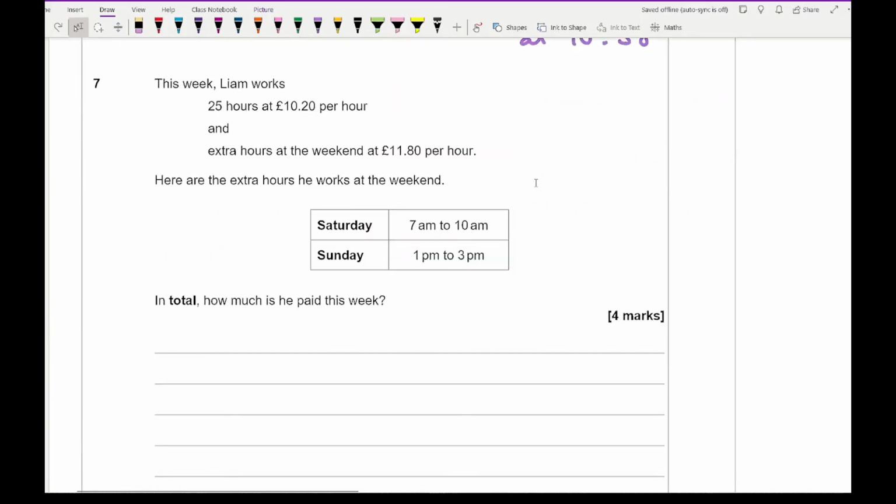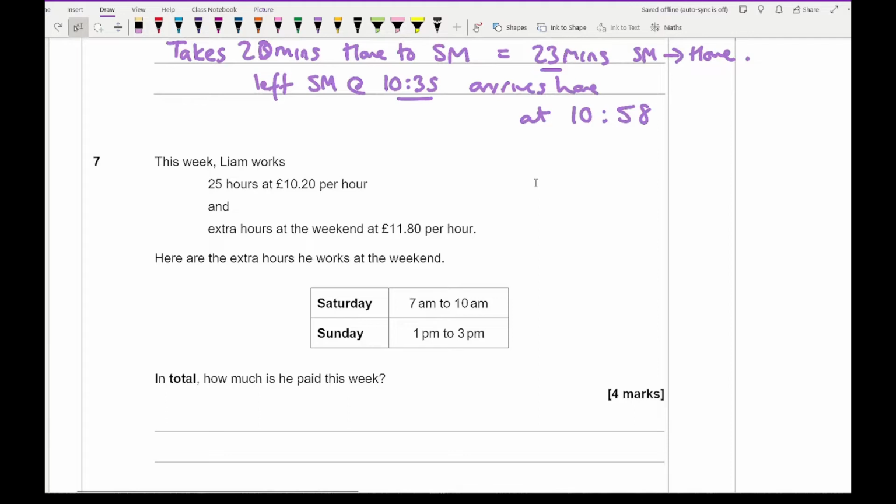For question 7, it says this week Liam works 25 hours at £10.20 per hour and extra hours at the weekend at £11.80 per hour. And it says here are the extra hours he works at the weekend, and in total how much is he paid. Well, for this we know that we need to work out 25 hours at £10.20, so that's 5 lots, or 25 times £10.20, which gives me an answer of £255.